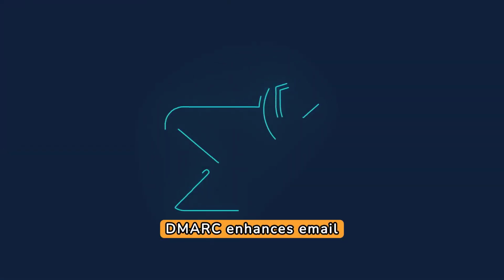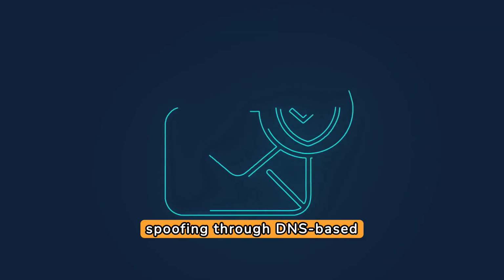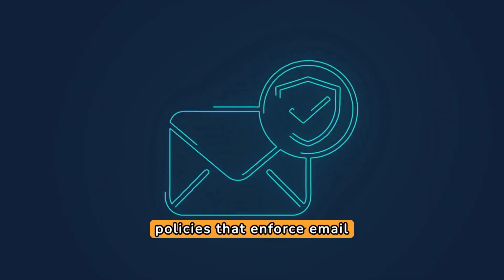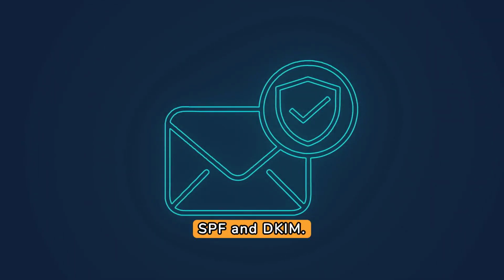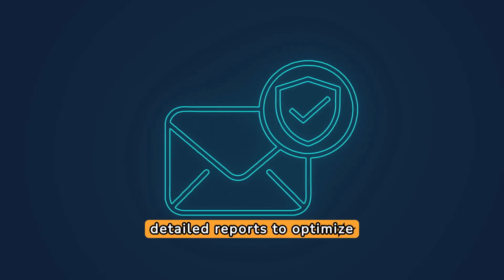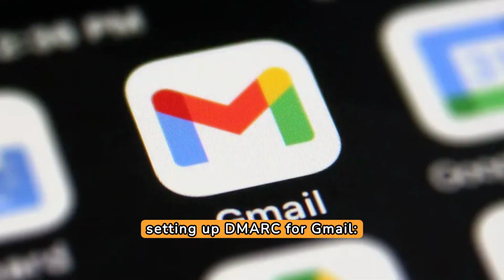DMARC enhances email security by preventing domain spoofing through DNS-based policies that enforce email authentication standards like SPF and DKIM, enhancing email delivery, and providing detailed reports to optimize communication strategies. Step-by-step guide to setting up DMARC for Gmail.